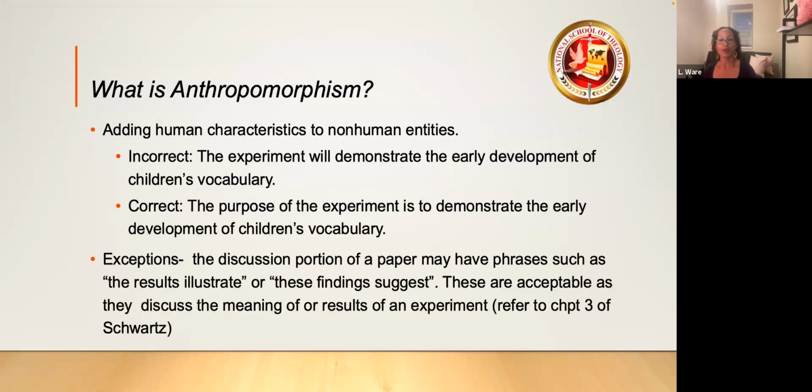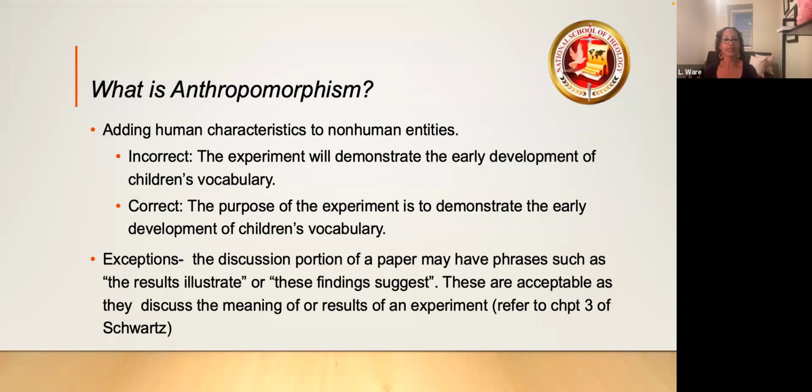Okay, so now we're going to talk about something we haven't talked about yet. What is anthropomorphism? It's probably a new topic for you all. It is when you give human characteristics to non-human entities. What do I mean by that?